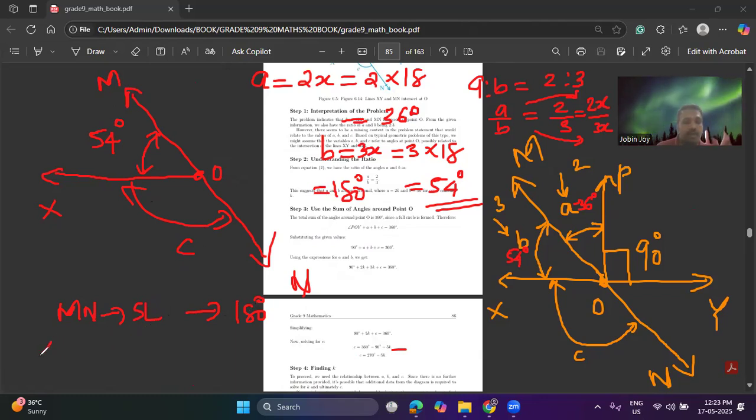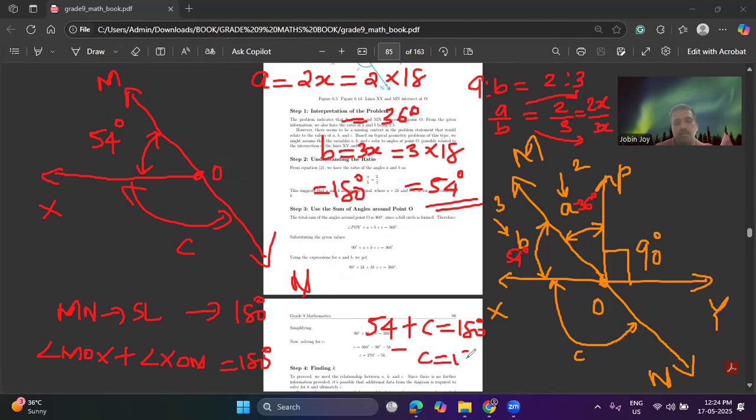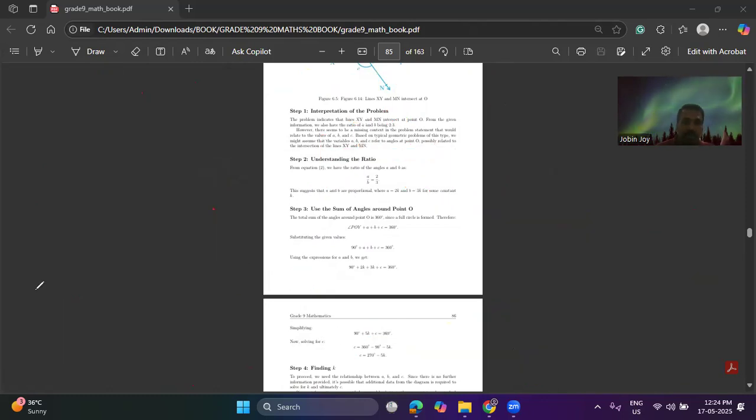So I can write angle MOX plus angle XON equal to 180 degree. What is angle MOX? 54 degree. So 54 plus what is angle XON? XON is C. So 54 plus C is equal to 180 degree. So C is equal to 180 minus 54. What is 180 minus 54? 126 degree. So the answer is 126 degree.